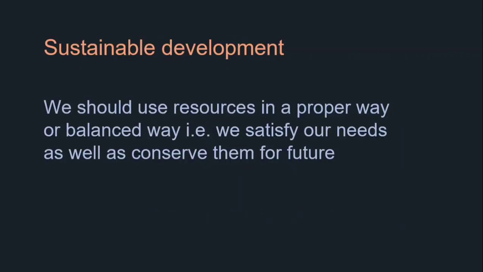Sustainable development. We should use resources in a proper or balanced way. That is, we satisfy our needs as well as conserve them for the future. For example, we use petrol for riding a car, bike, etc. Instead, we can use a cycle which conserves petrol.